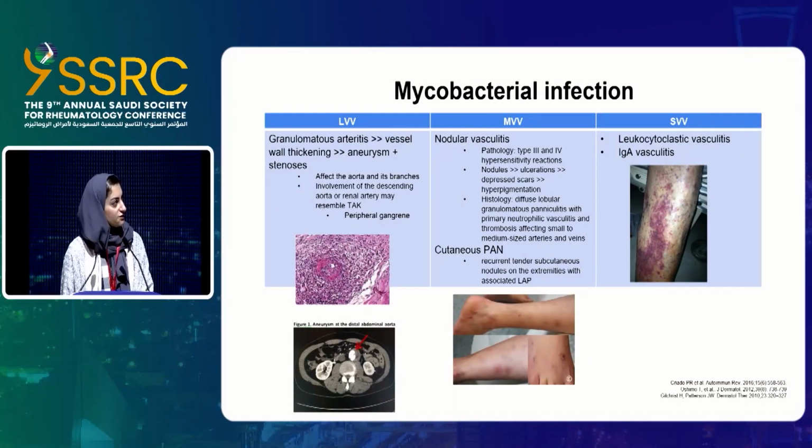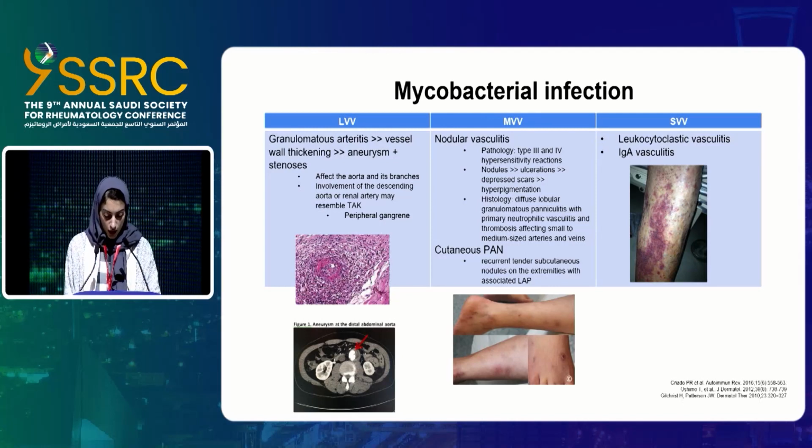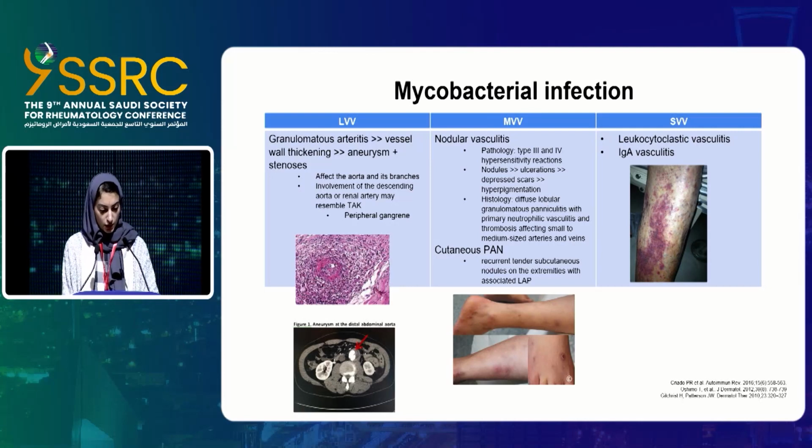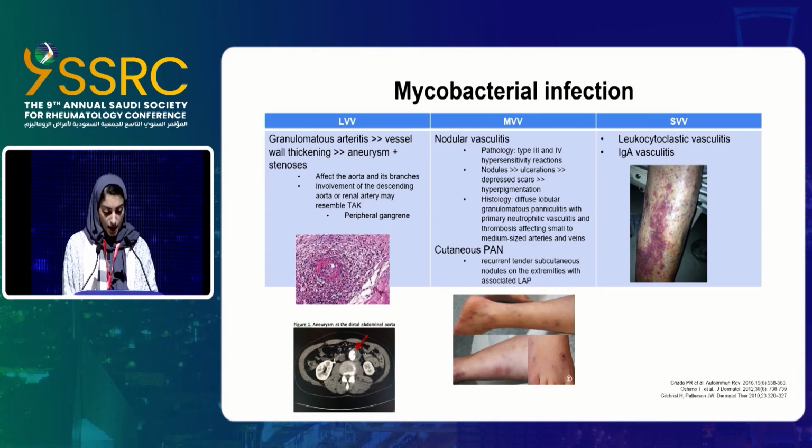Moving to the second infection, mycobacterial tuberculosis. So we're endemic in TB, and because we have a lot of cases of TB, a lot of atypical presentations could be encountered. So it could mimic large vessel vasculitis because it could lead to granulomatous arteritis, leading to vessel wall thickening, aneurysm formation, and stenosis that can affect the aorta and its branches. The involvement of the descending aorta and renal artery may resemble Takayasu arteritis, and that's how we get confused. That could lead to peripheral gangrene.